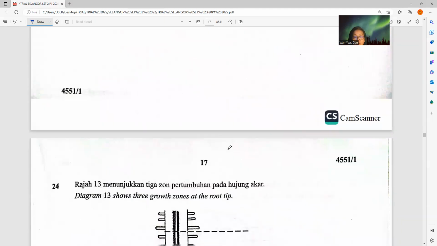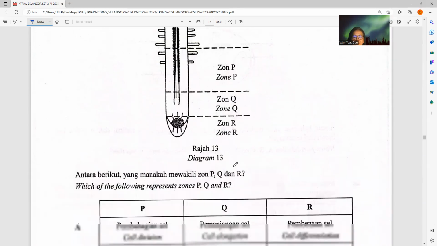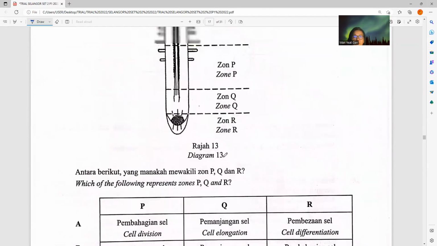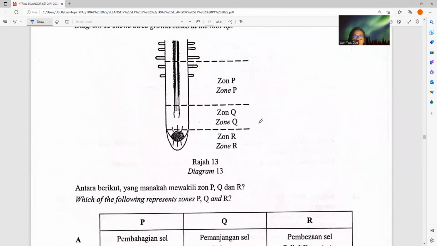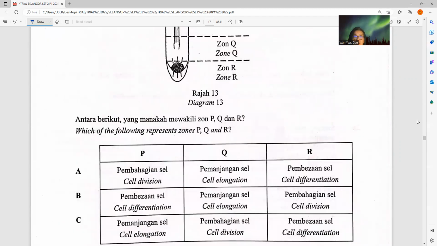Question 24. Diagram shows the 3 growth zones at the root tip. Which of the following represents P, Q, and R? So P is the zone of differentiation, Q is the zone of cell elongation, and R is the zone of cell division, right? So the answer is B.